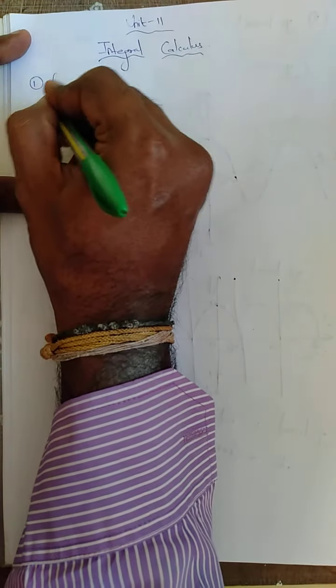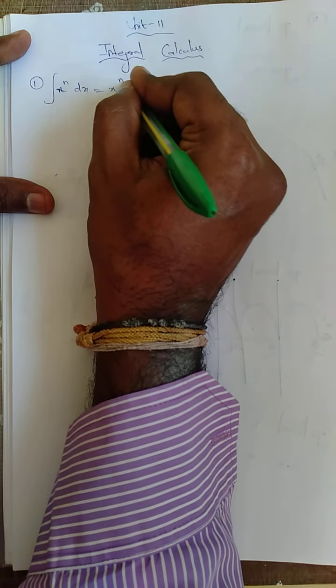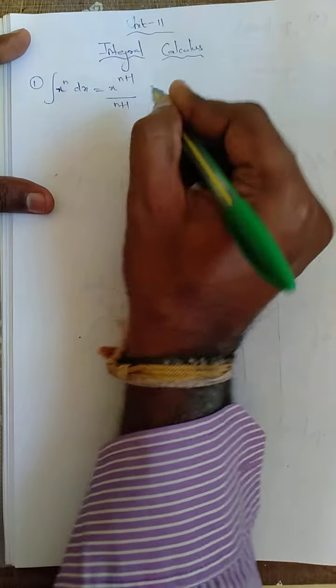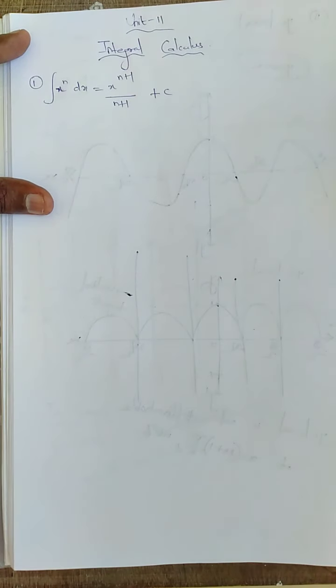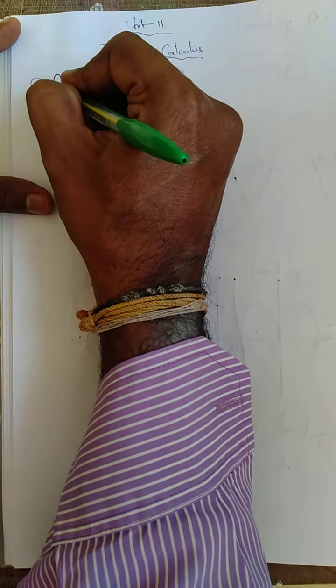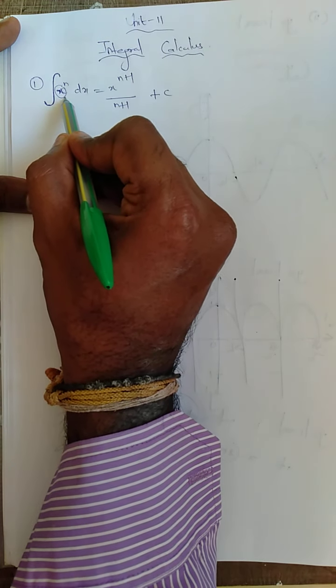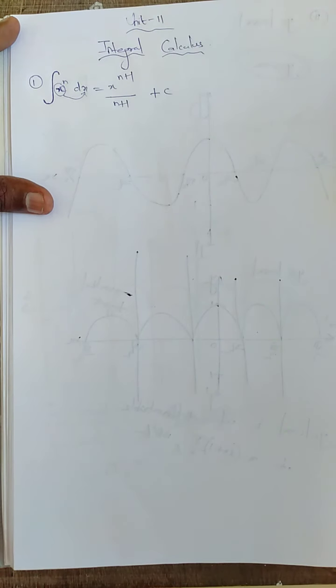The first formula: integration of x power n dx is nothing but x power of n plus 1 divided by n plus 1. We will add one constant called c. Integration of x power n dx is x power n plus 1 divided by n plus 1 plus c. This is the integration symbol. We are integrating x with respect to dx.